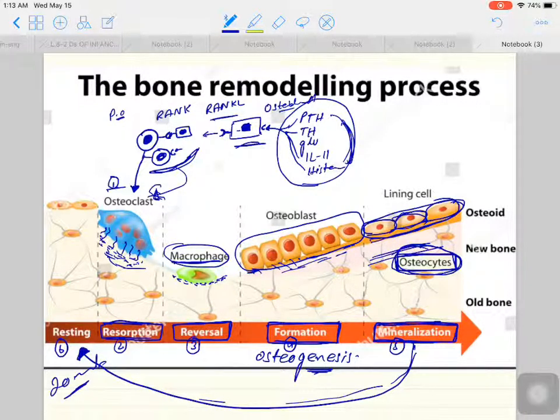So as we discussed, certain factors activate them. So we have certain other factors which inhibit the RANKL pathway. One of them is estrogen and osteoprotegerin. They inhibit the RANKL pathway, so it inhibits the osteoclastic activity.